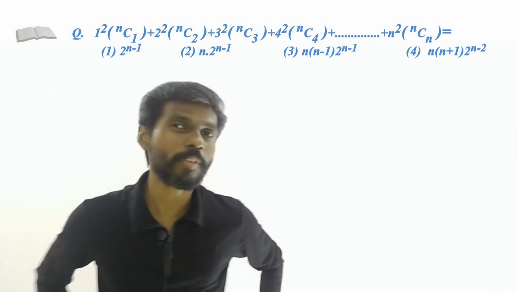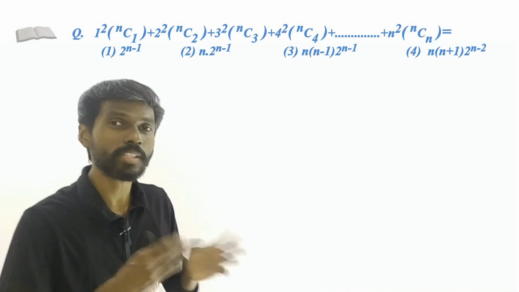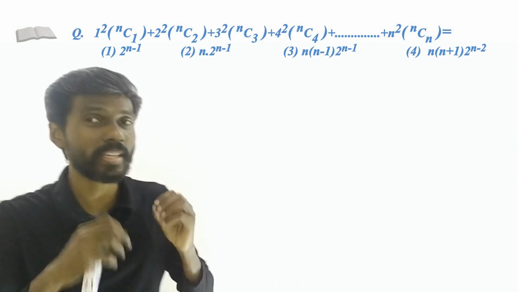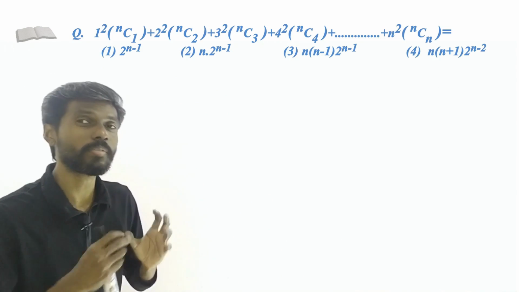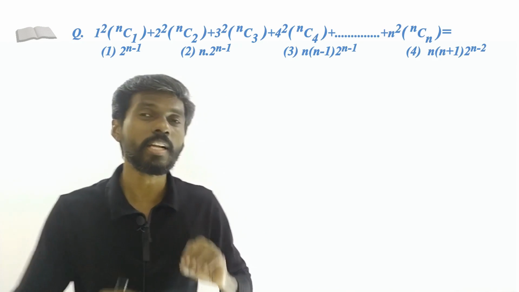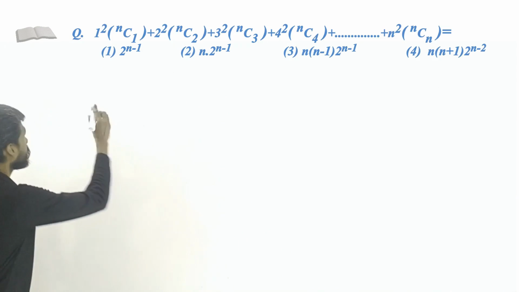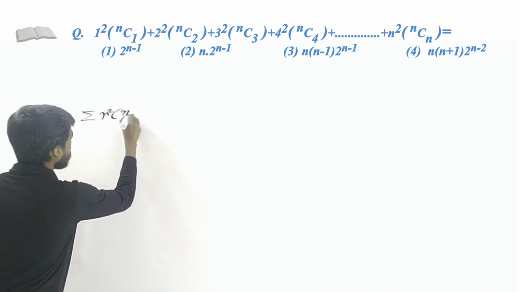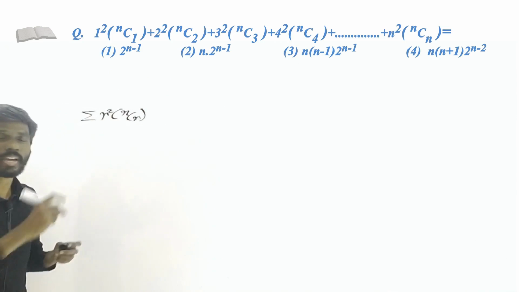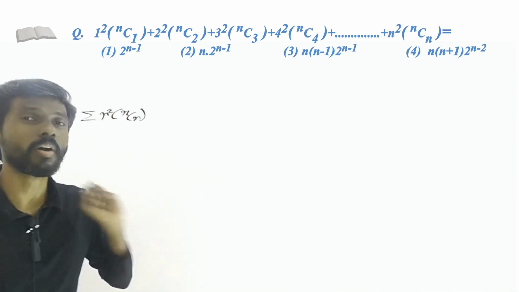We've derived the formula for summation r NCR, right? 1 NC1 plus 2 NC2, etc. But here it is 1 square NC1, 2 square NC2. It is of the form r square NCR, right? So how will you derive that? This series is of the form summation r square multiplied by NCR, 1 square NC1, 2 square NC2, etc. Alright, how to do that?